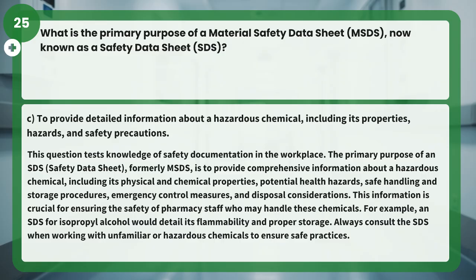For example, an SDS for isopropyl alcohol would detail its flammability and proper storage. Always consult the SDS when working with unfamiliar or hazardous chemicals to ensure safe practices.